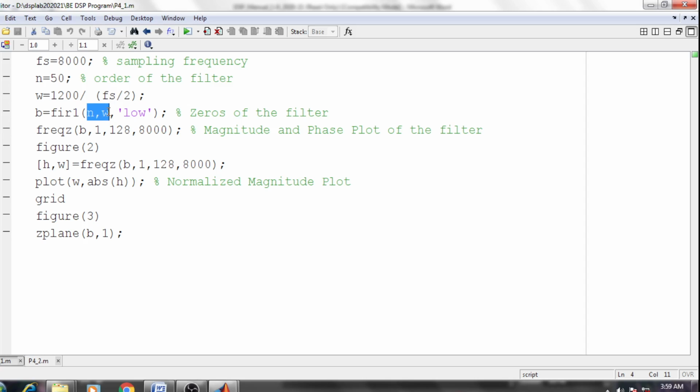Now once you get the coefficients B, we pass them to the frequency response function. FREQZ is the name of the function. The purpose of this function is to get the magnitude and phase plot of the filter. We already calculated the magnitude as well as the phase plot. So for that you need to pass the parameters: the coefficients B that you have calculated, comma 1 comma 128 comma the sampling frequency.